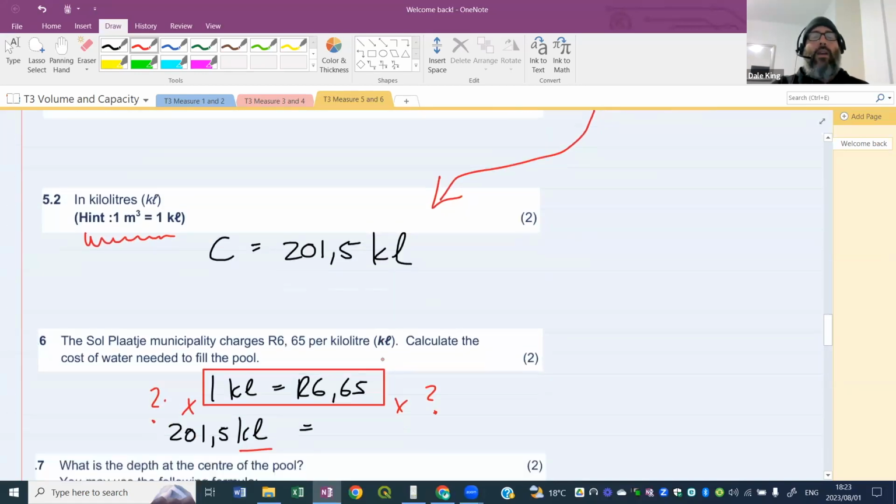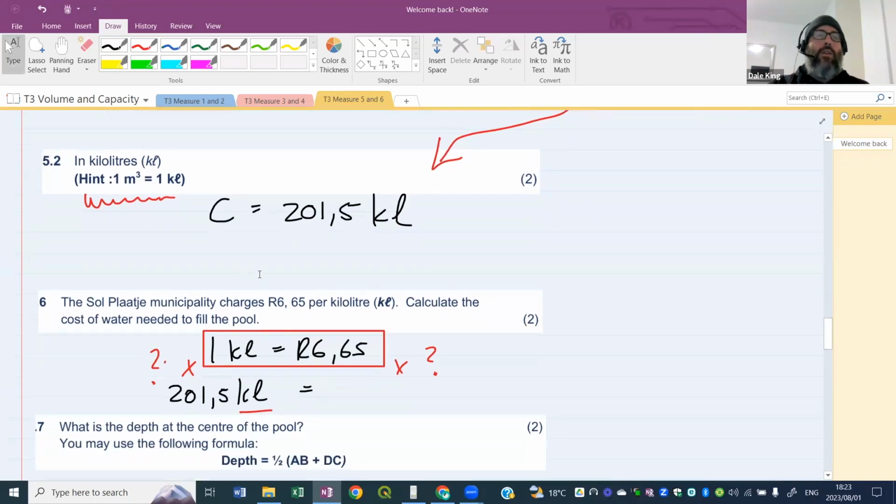And then they say, if this is the capacity. In fact, a lot of times when there are questions that follow on like this, it's called scaffolding, they will often use the word hence at the beginning of this next question, question 6. Hence, if you have these numbers, use them now in this question. That's what that word hence means. If you've got an answer here, use it now in this following question. They say, the municipality charges R6.65 per kiloliter. So for every kiloliter we have in here, it's R6.65.